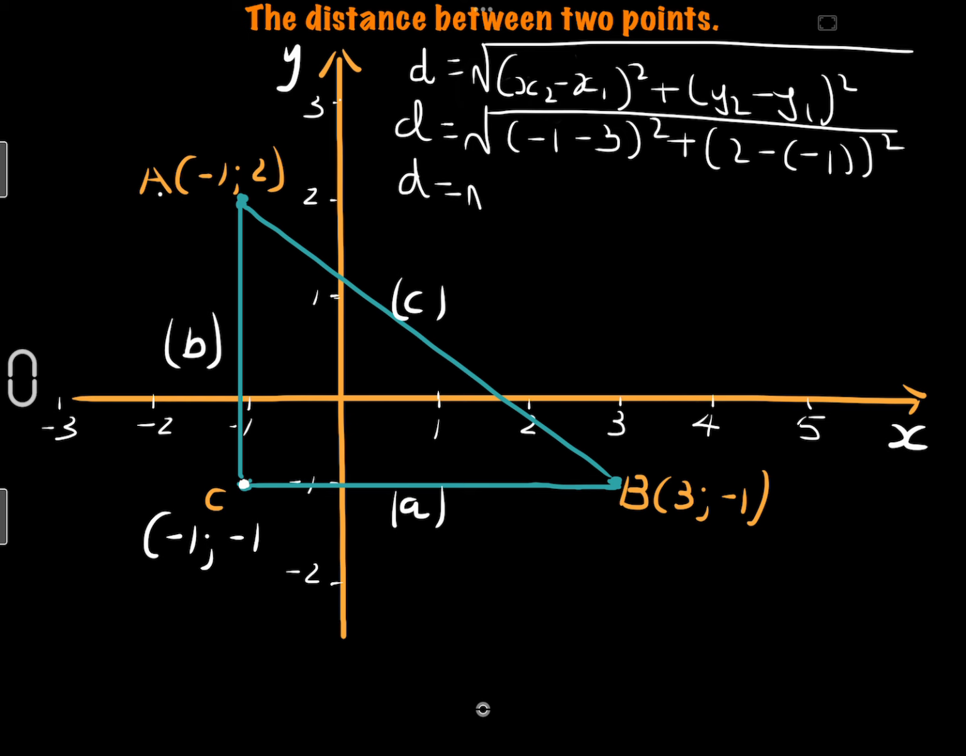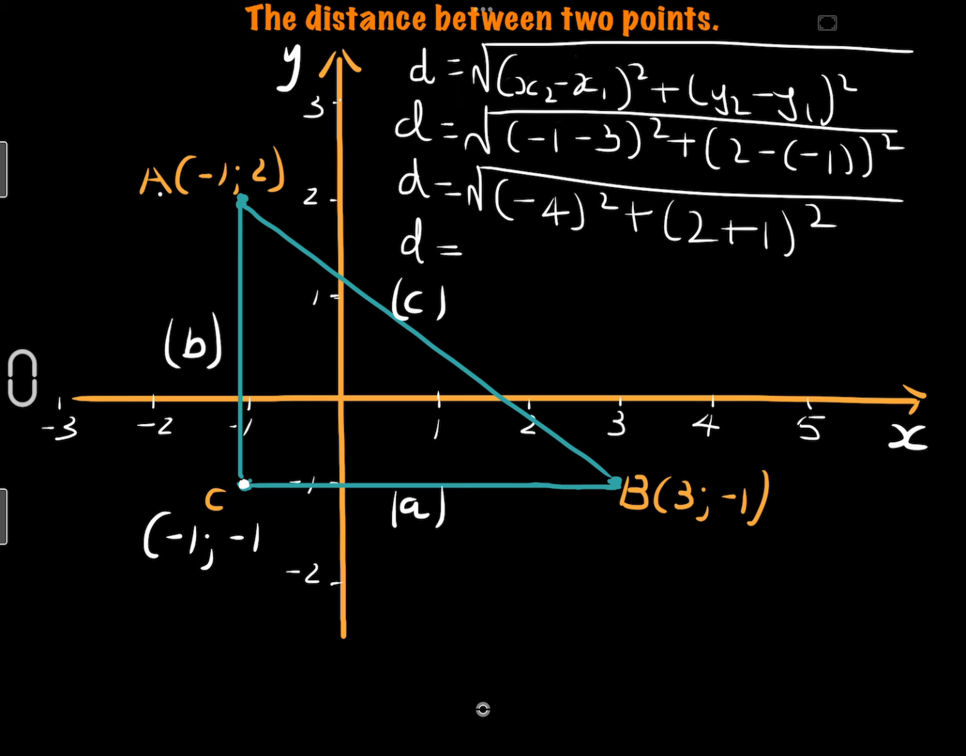Remember, we are squaring this. By calculations, -1 minus 3 gives us -4. Very careful. One needs to be very careful when calculating these values here. So we have 2 minus -1 gives us 2 plus 1, raised to the second power.